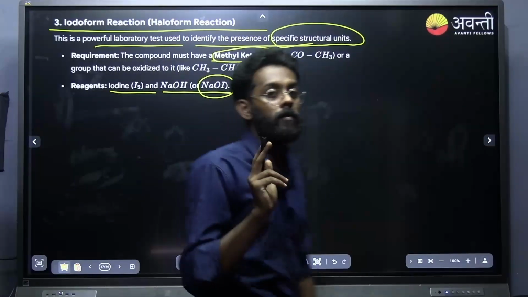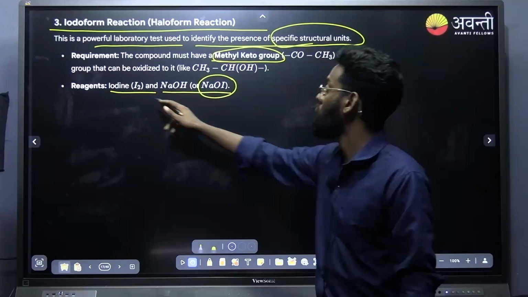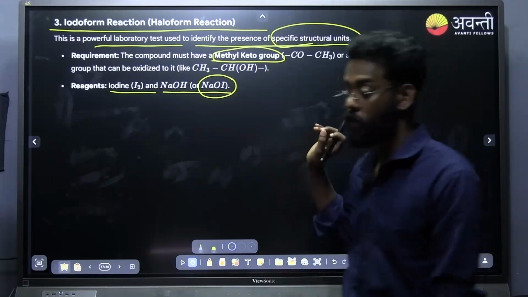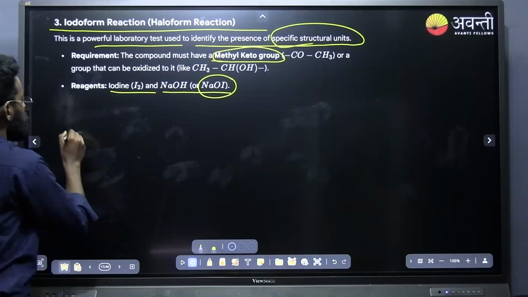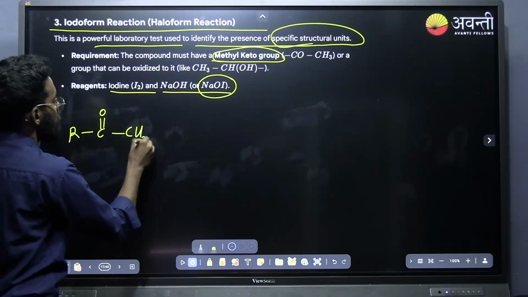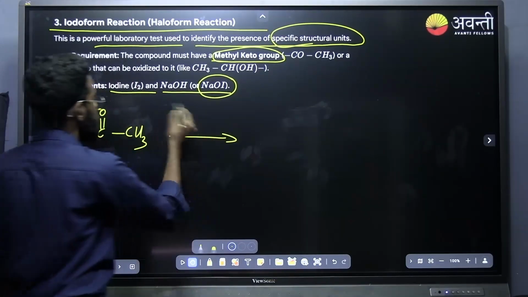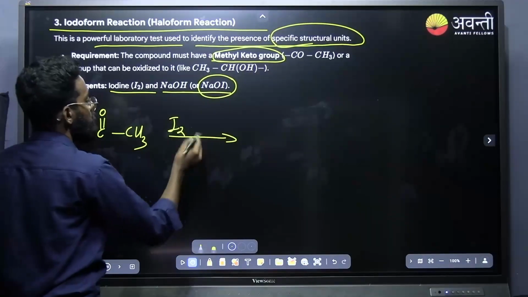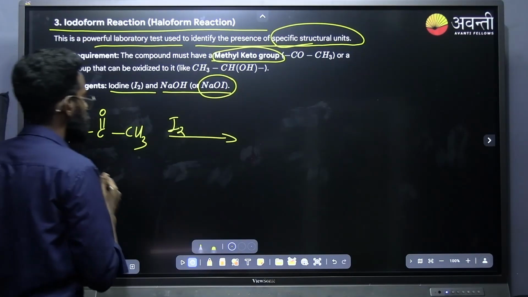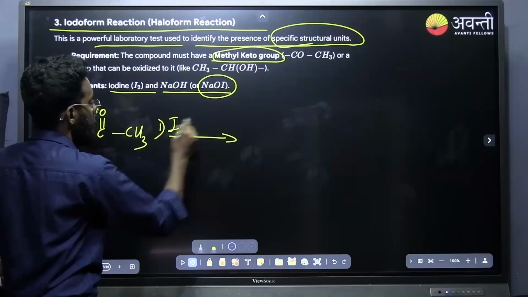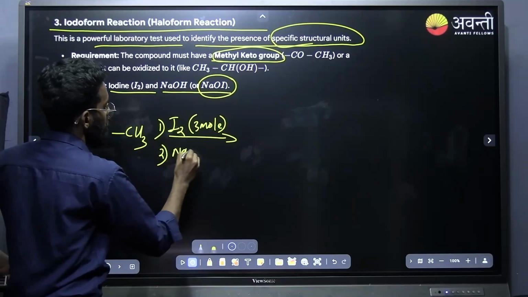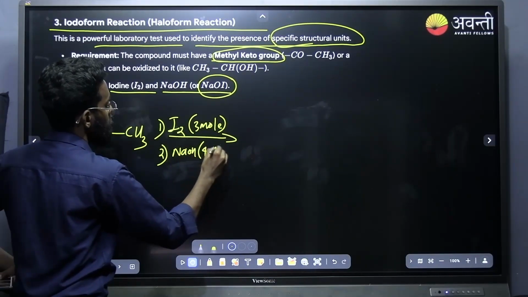Sometimes in the question you will see a halogen, and instead of NaOH they will mention NaOI. That is also the same reaction, you have to go for the same thing. So how can we do this? If I am taking a methyl ketone, this is the methyl ketone group, and on treating with iodine, or any halogen, we take 3 moles of iodine, and later treat it with NaOH, 4 moles of NaOH.